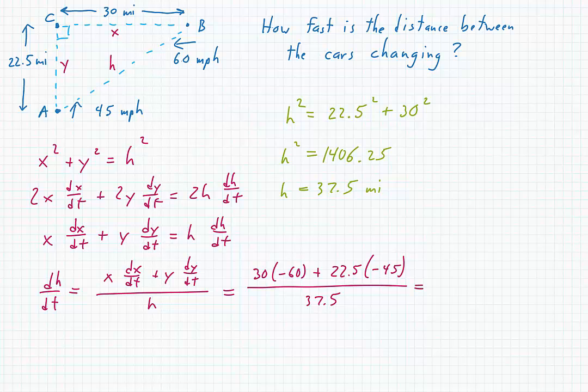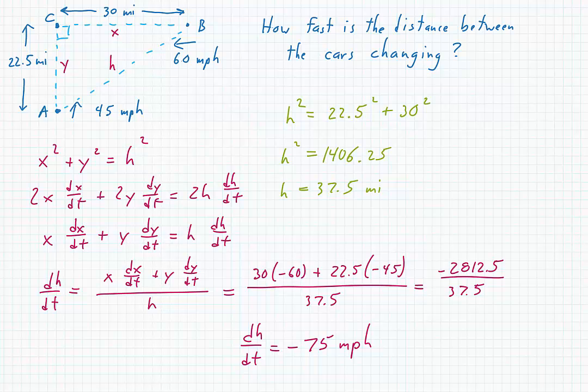And let's see, if I do the numerator, 30 times a negative 60 plus 22.5 times a negative 45, I get negative 2,812.5. Still need to divide that by 37.5. And if I do that division, I find out that dh/dt in this problem is negative 75 miles per hour. The negative implies that the distance h is decreasing, and that makes sense.